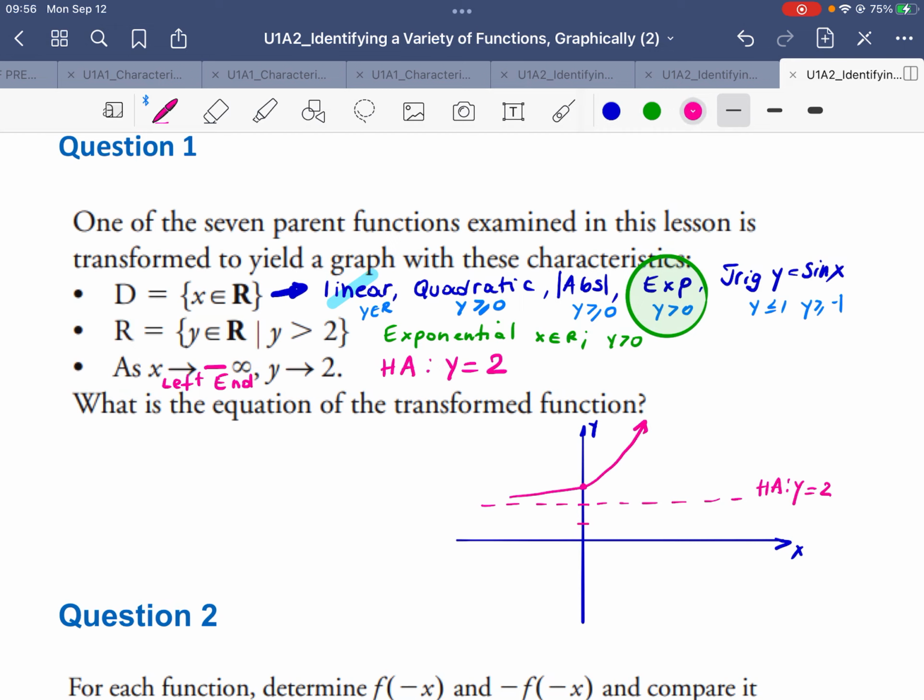Now, the equation of the transformed function would be y equals 2 to the power of x. And I know that it's 2 to the power of x because we are talking about one of the 7 parent functions, and the exponential function we referred to was 2 to the power of x. And the function 2 to the power of x seems to have been translated up by 2 units, so plus 2. And this would be an equation of the function that satisfies all the conditions.